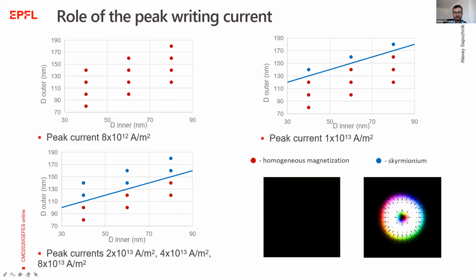When the peak current is increased, then a skyrmionium can be created for nanostructures with a large outer diameter. And then for peak currents of 2, 4, and 8 times 10 to the 13 amps per square meter, it is easier to create skyrmionium. However, the outer diameter of the nanostructure also needs to be 2.5 times larger than the inner diameter.